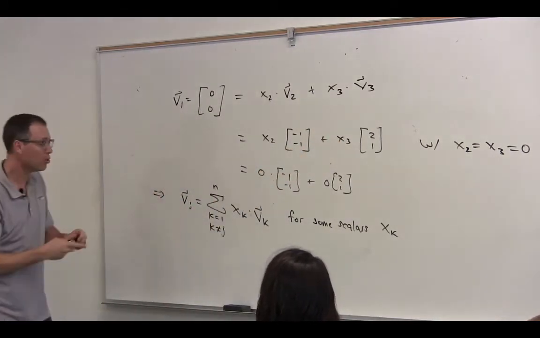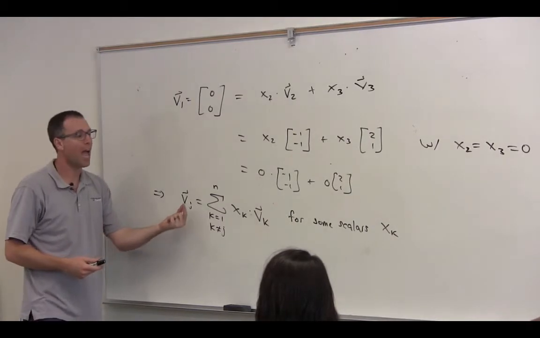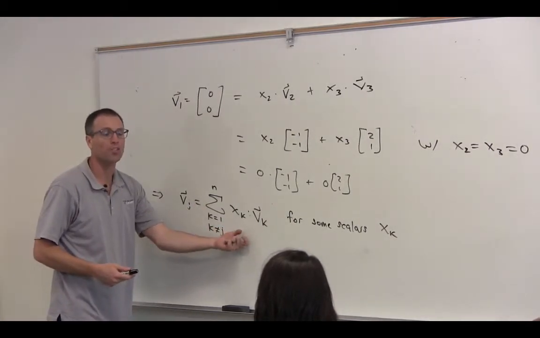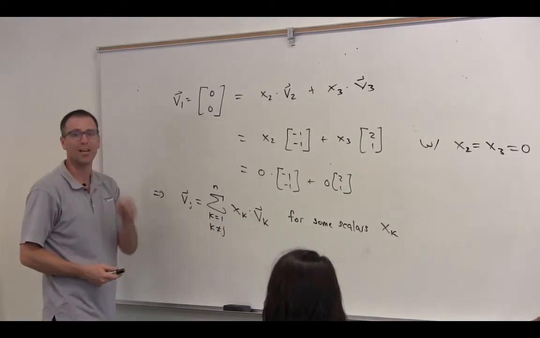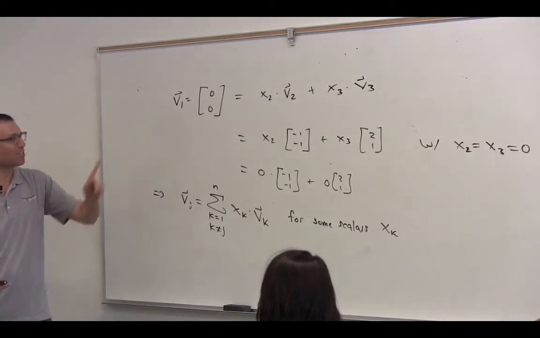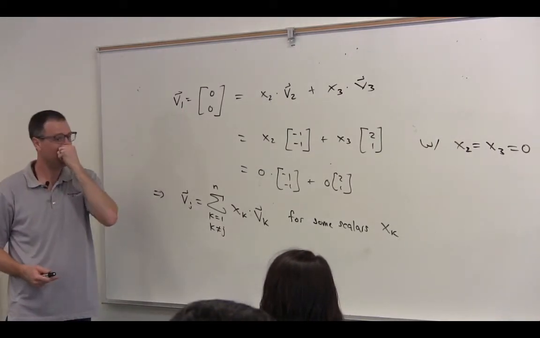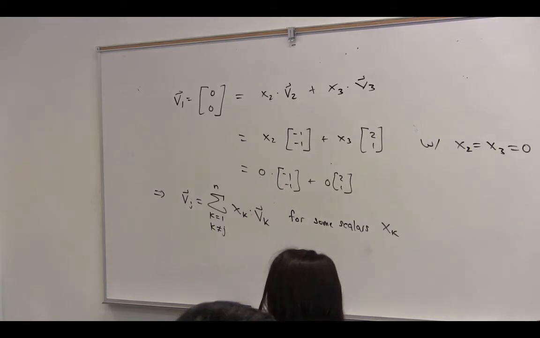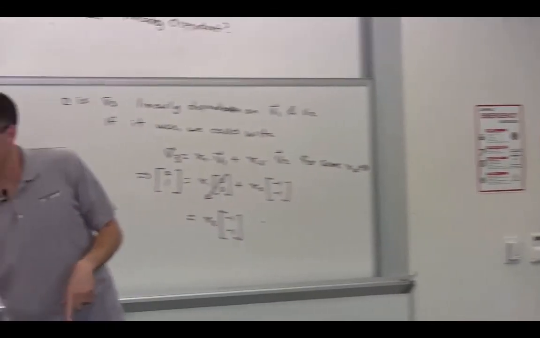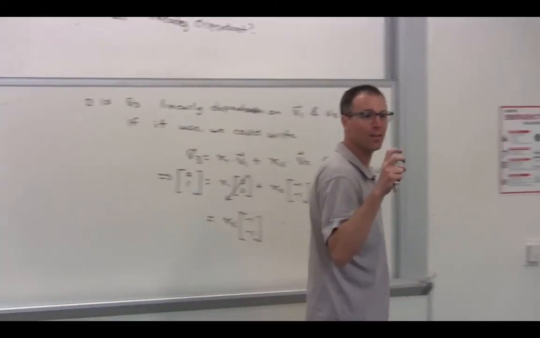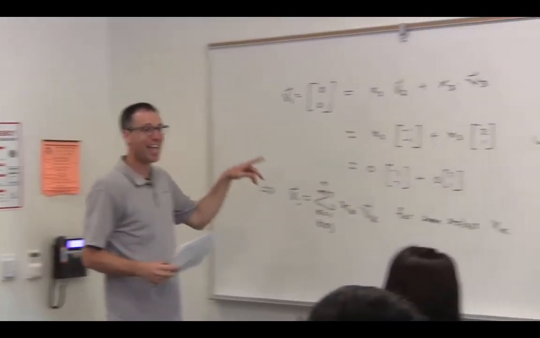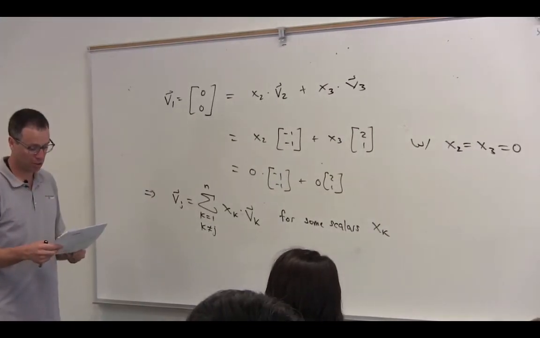And the moment I can do that, the moment I can isolate one and write it as a linear combination of the other ones, the ones that aren't used, what do I call the entire set? Which says what about the span? The vector that you can isolate, the vector that is extra, doesn't add any new information to the original set.